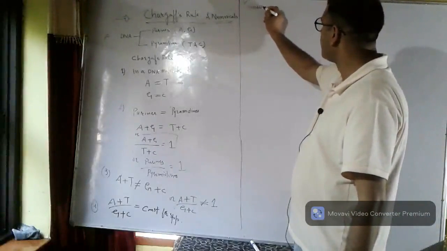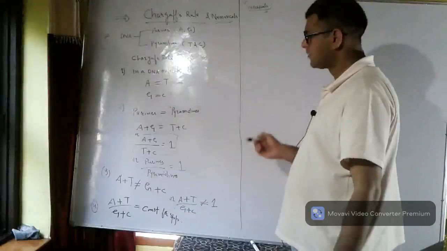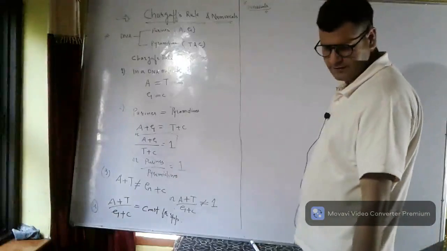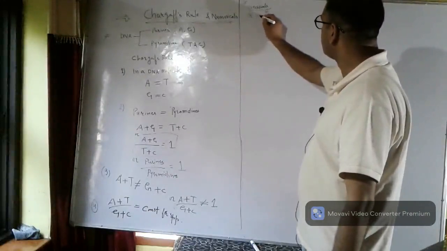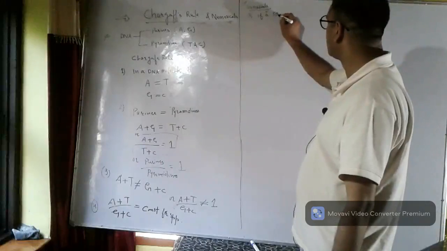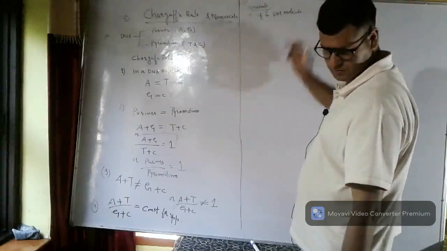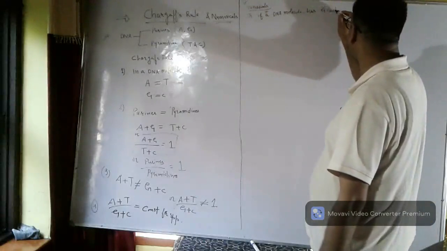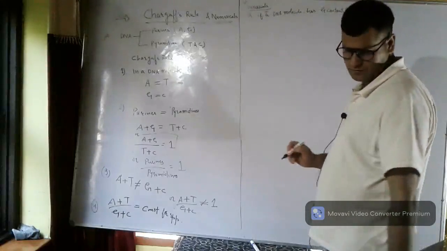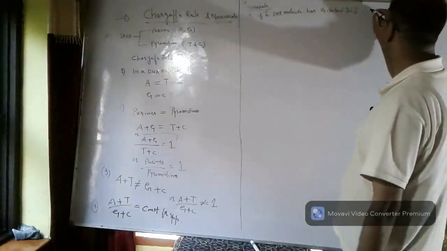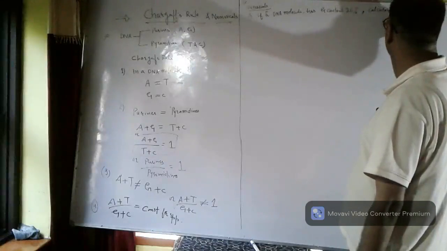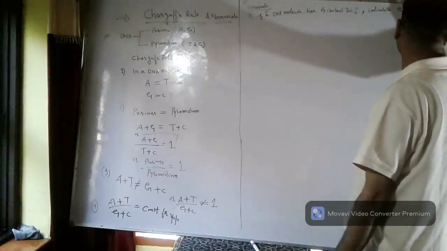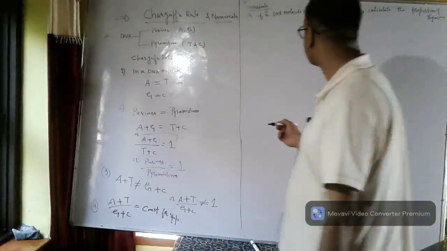Numericals. It says that if a DNA molecule has guanine content of 26%, what proportion of thymine do you expect? Calculate the proportion of thymine.